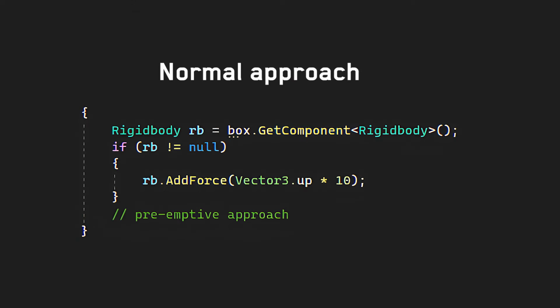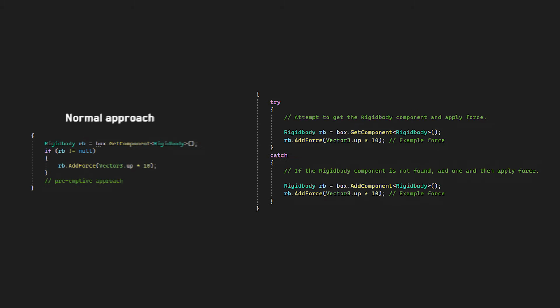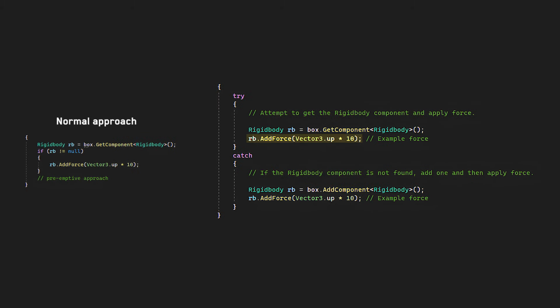Let's say you're trying to add force to a rigid body component of a game object. In the try block, you attempt to apply this force. But if the game object doesn't have a rigid body attached, the catch block runs and attaches a rigid body to the object first, and then applies the force to it. By doing this, you can keep multiple cases in mind, and then act upon them accordingly.